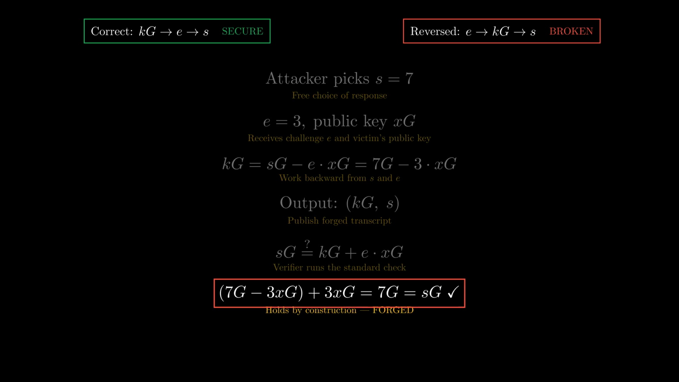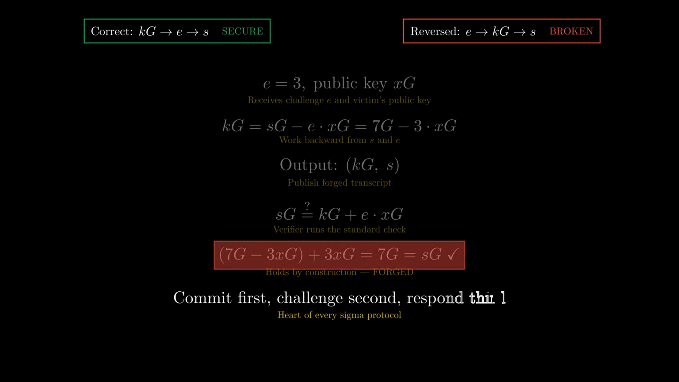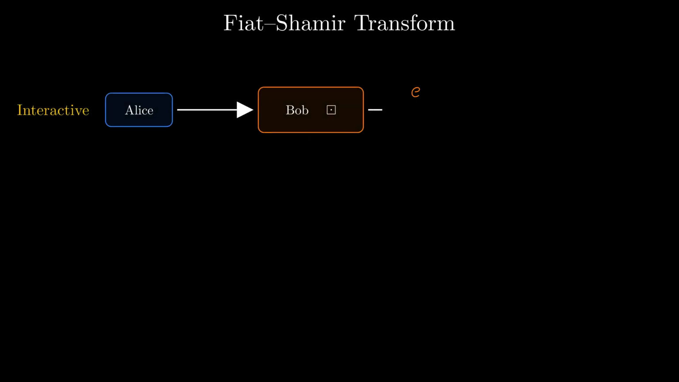This is exactly why Alice must commit to kg before seeing e. The commitment locks her into a specific k, so she cannot tailor her response to the challenge. This subtlety, commit first, challenge second, response third, is the heart of every Sigma protocol, and it is exactly what Fiat-Shamir must preserve. This works if Alice and Bob can talk, but Bitcoin has thousands of verifiers, including future ones.